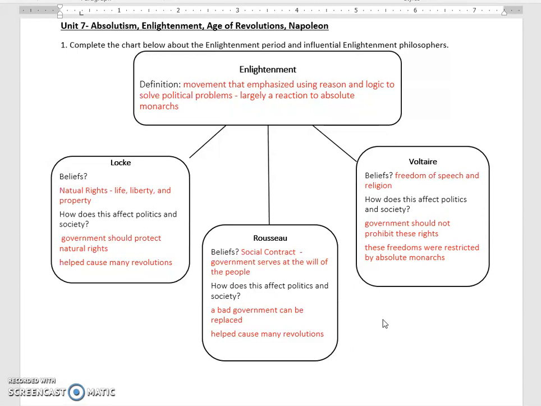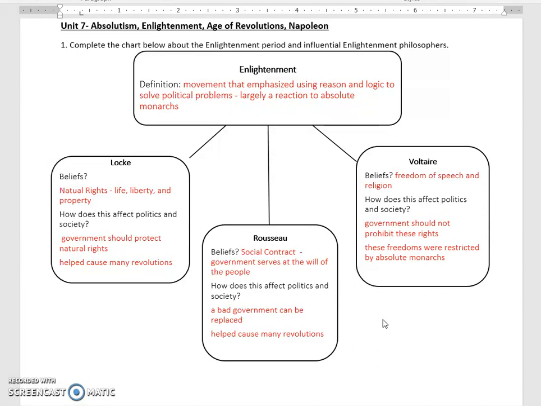So 3 people that I want you to remember. John Locke, he was English. He believed in natural rights, life, liberty, and property, and he believed that the government should protect these rights. Jean-Jacques Rousseau believed in the social contract that the government is by the will of the people, and if the government becomes corrupt, the people can have the government replaced.